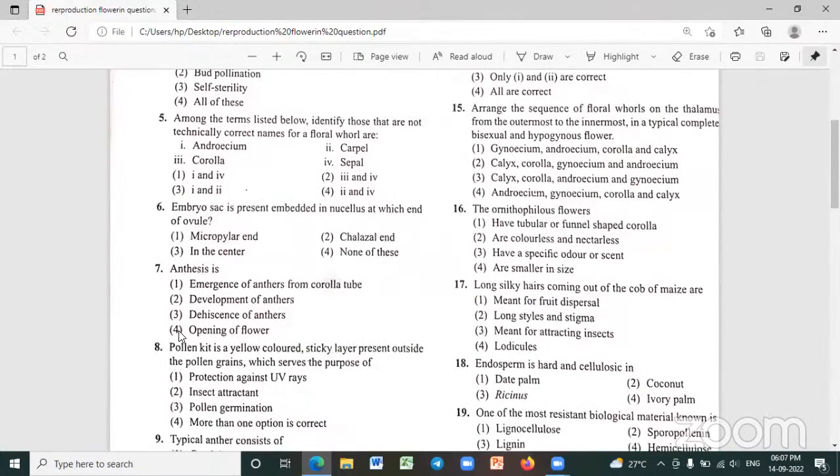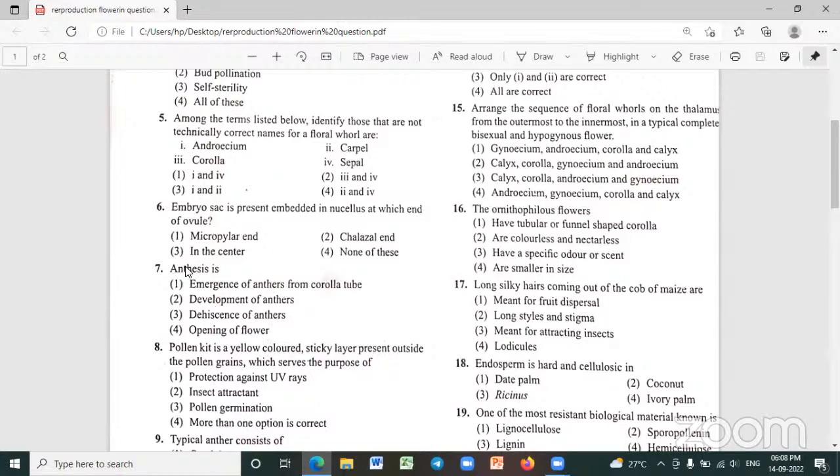And what about anthesis? Once again, I repeat for you. What may anthesis be? Anthesis is not the emergence of anther from the corolla tube. Not development of anther. What about anthogenesis? Microsporogenesis, that is called anther development, dehiscence. It is not like that. Opening of the flower is called anthesis. Once again, anthesis is nothing but the opening of the flower. It's the correct answer. Opening of the flowers.